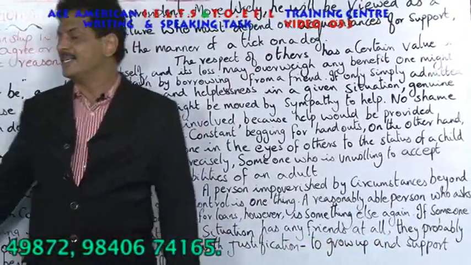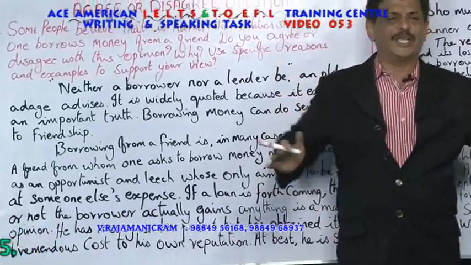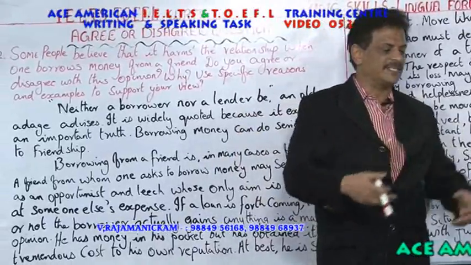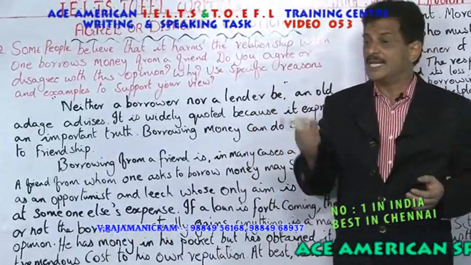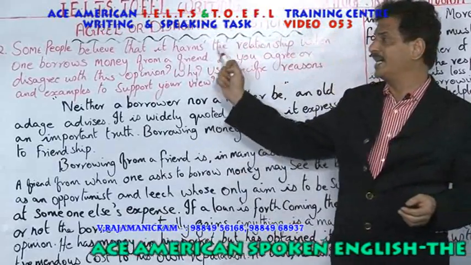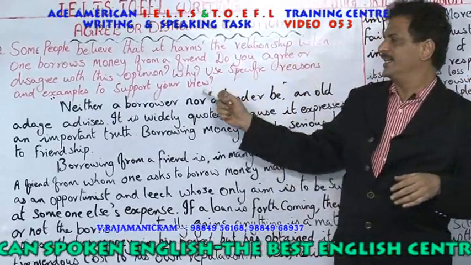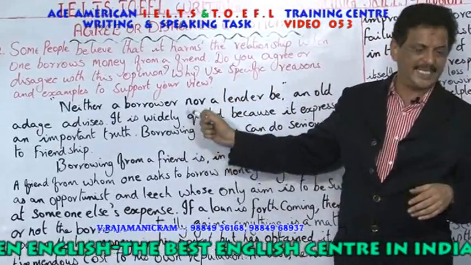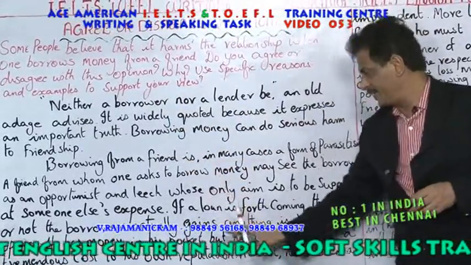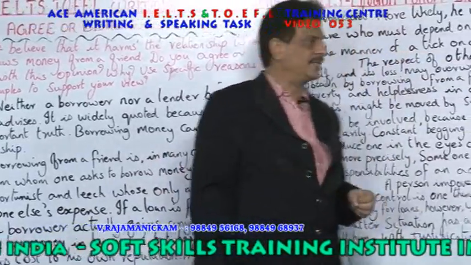So my dear friends, this is an essay that simply says: you are not doing any work, you have a lot of friends, you keep on going asking the friends for money, for help. It harms the relationship, it destroys the friendship. Do you agree or disagree with this statement? This is the simple topic. Able to understand? The writer starts with an adage, neither a borrower nor a lender be. Then he comes to a case of what will happen to the friendship when you keep on asking money.